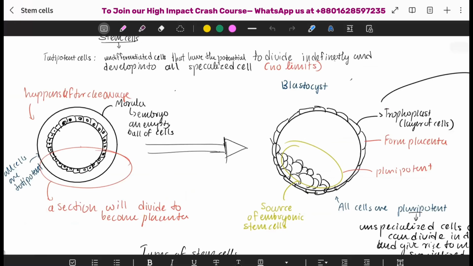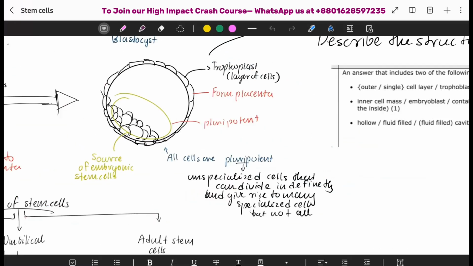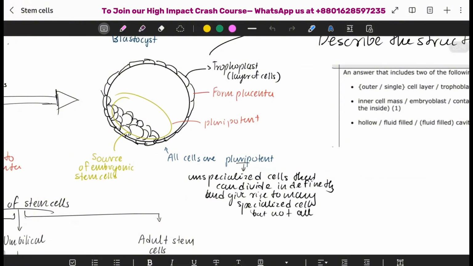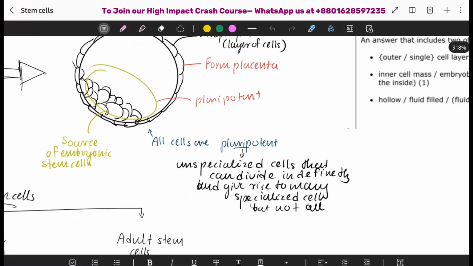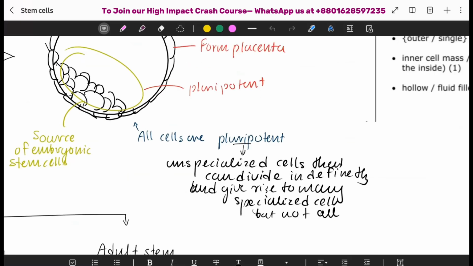And all cells are pluripotent. So as Rakshit told, it's an unspecialized cell, and they can divide indefinitely, and they can give rise to many specialized cells, but not all, okay? As Rakshit mentioned about the extra embryonic one, it cannot give rise to extra embryonic one. So it basically tells us that it has a limit to the number or the type of cells it can divide into.